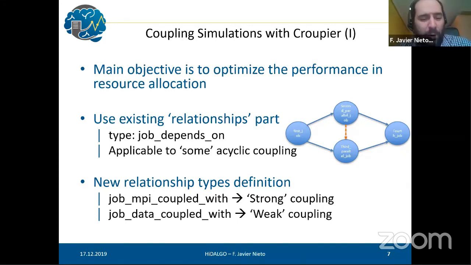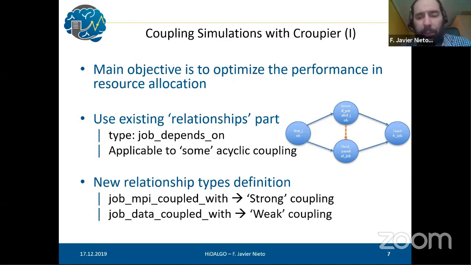So what we propose is to define two new kinds of relationships. First of all, one for strong coupling. This is when you have two simulations that are coupled through message passing interfaces, because you are using MPI, or it could also be GASP, things like this. Or there is some communication set up with sockets. So basically, they are interchanging messages all the time.